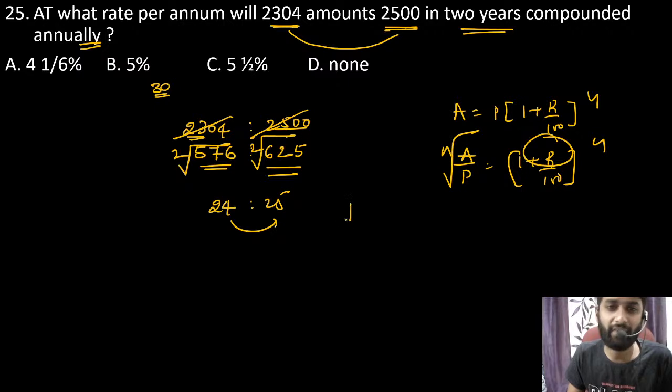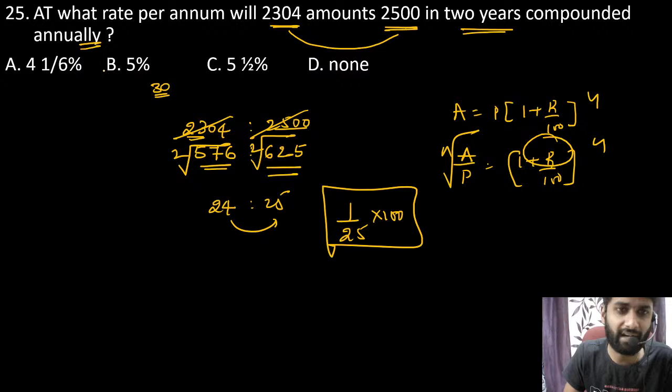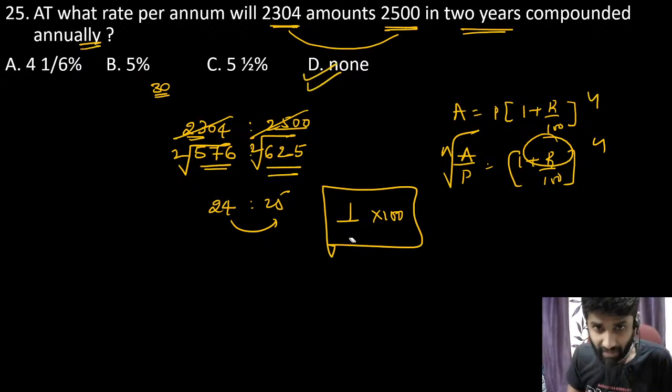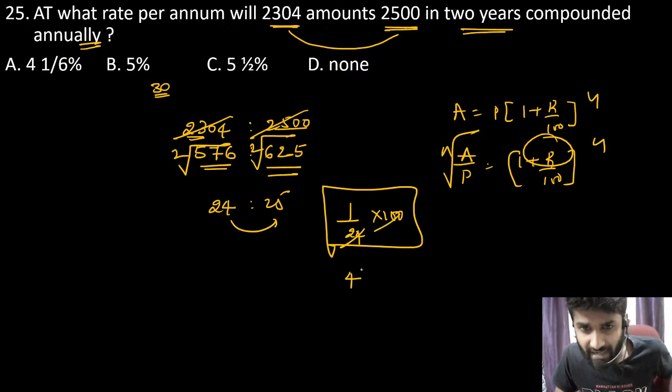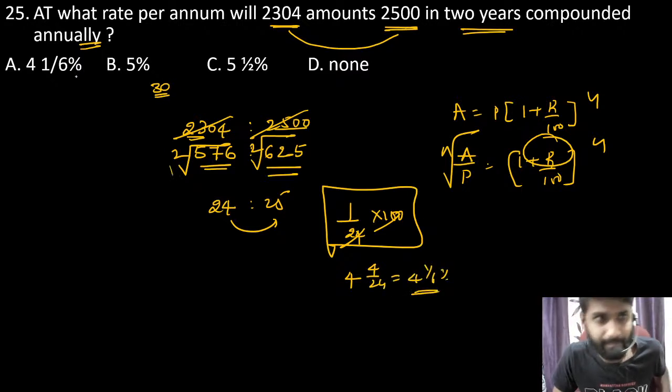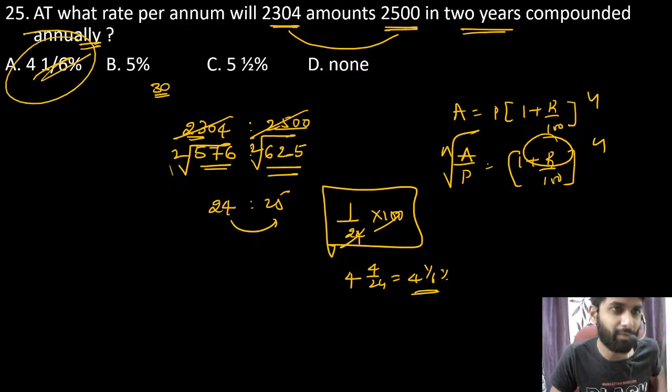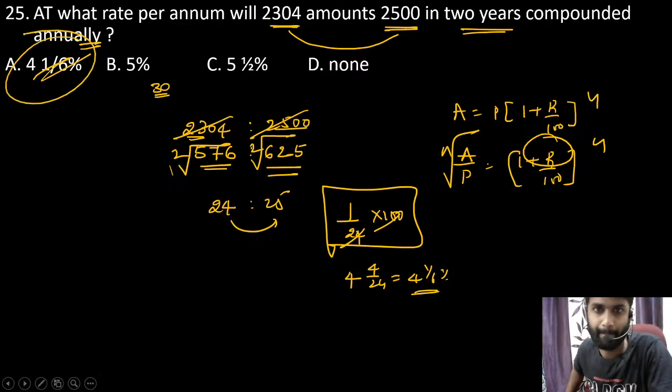Now 24 becomes 25. The percentage value becomes 1 by 24th of 100. Go to cancellation: 24 fours are 96, left with 4 by 24, so the value becomes 4 1 by 6. 24 becoming 25 means (25 minus 24) by 24 into 100. Calculating the value, it becomes 4 1 by 6 percent.